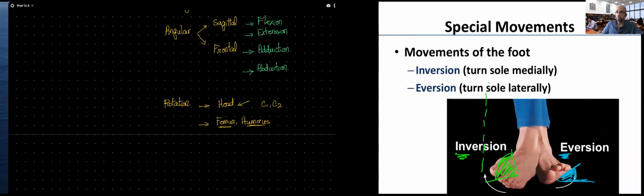Other special movement of the foot that we've seen, if you remember, if you're creating the space between your foot and the ground towards the midline of the body to the inside, this is called inversion. And if you're creating the space between your foot and the ground on the outside away from the midline, this is what we call eversion.